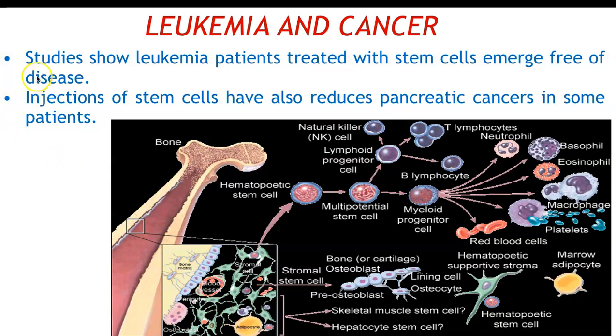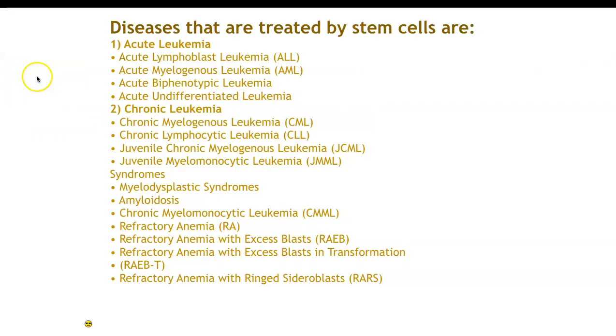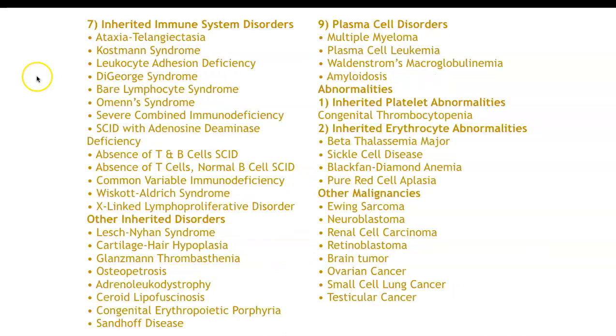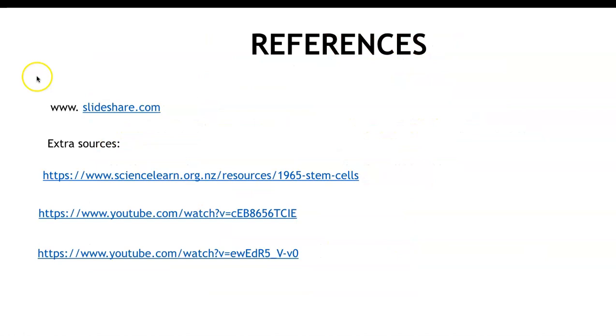Then leukemia patients are also treated with stem cells. They emerge free of disease. Injections of stem cells reduce pancreatic cancers in some of the patients. There are so many diseases which can be treated by stem cells. As I have told you, so many cancers like acute leukemia, chronic leukemia. There are so many disorders which can be cured with the help of these stem cells.